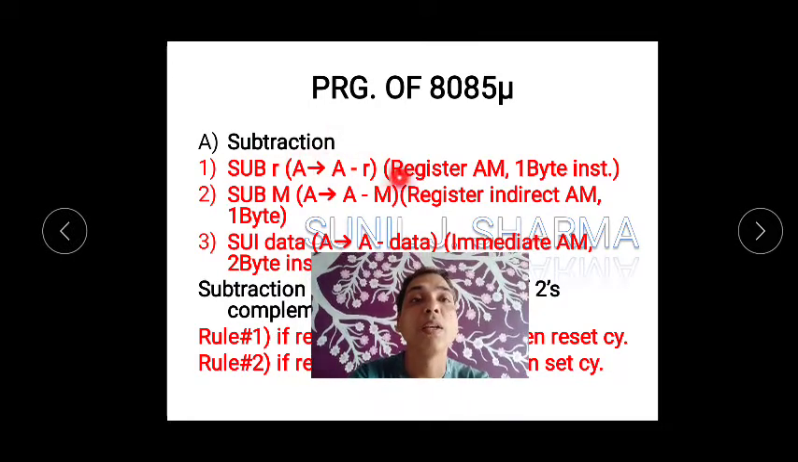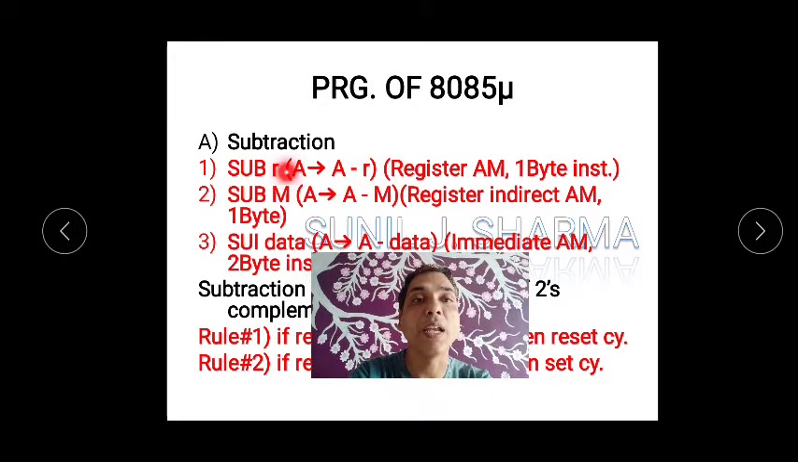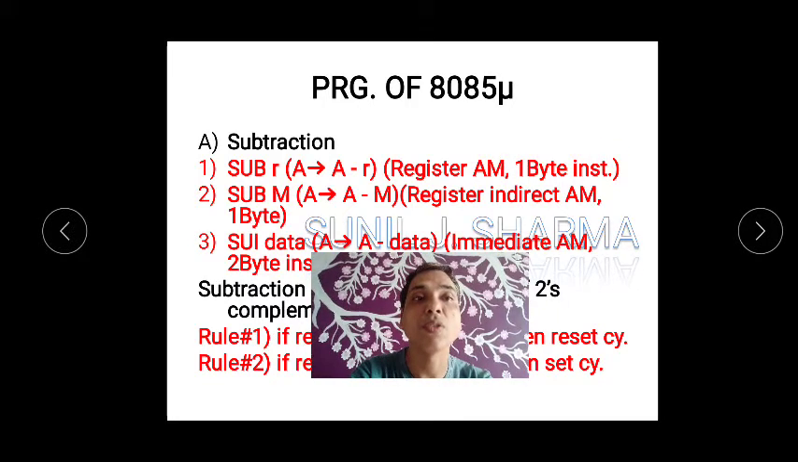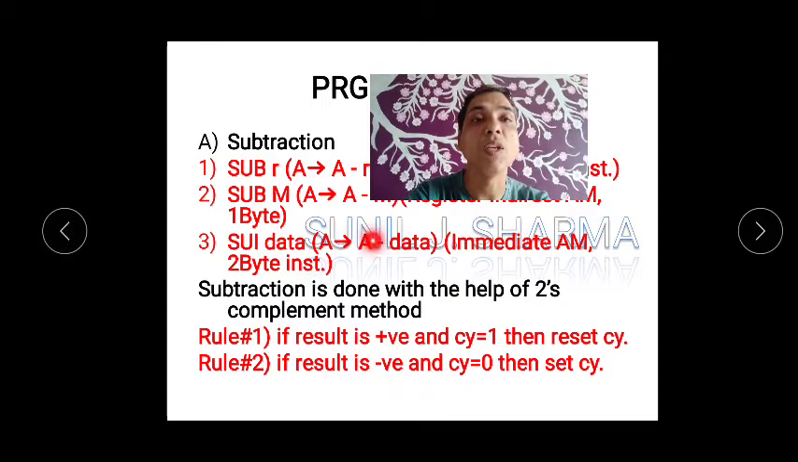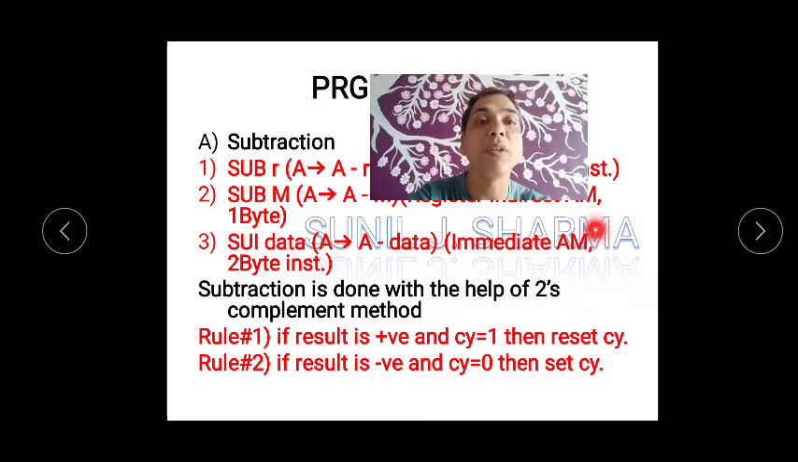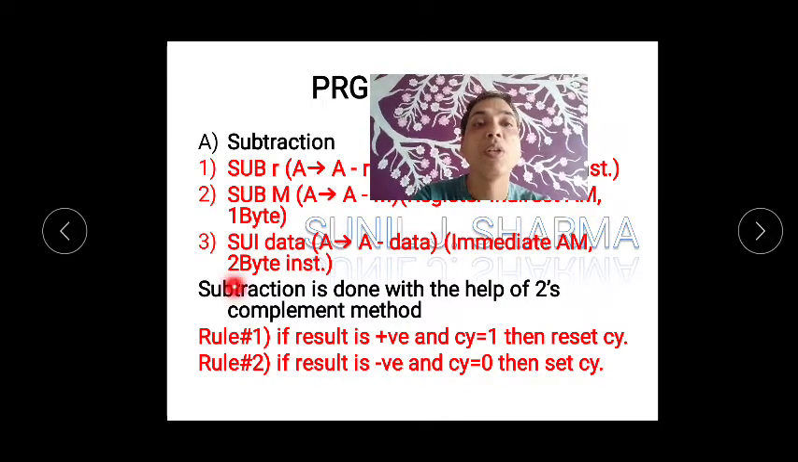SUB R, that is A = A - R. Any of the registers out of 7 can be used. This belongs to the register addressing mode, a 1 byte instruction. SUB M, A = A - M, register indirect addressing mode, 1 byte. Then SUI data, so A = A - data, immediate addressing mode, a 2 byte instruction.